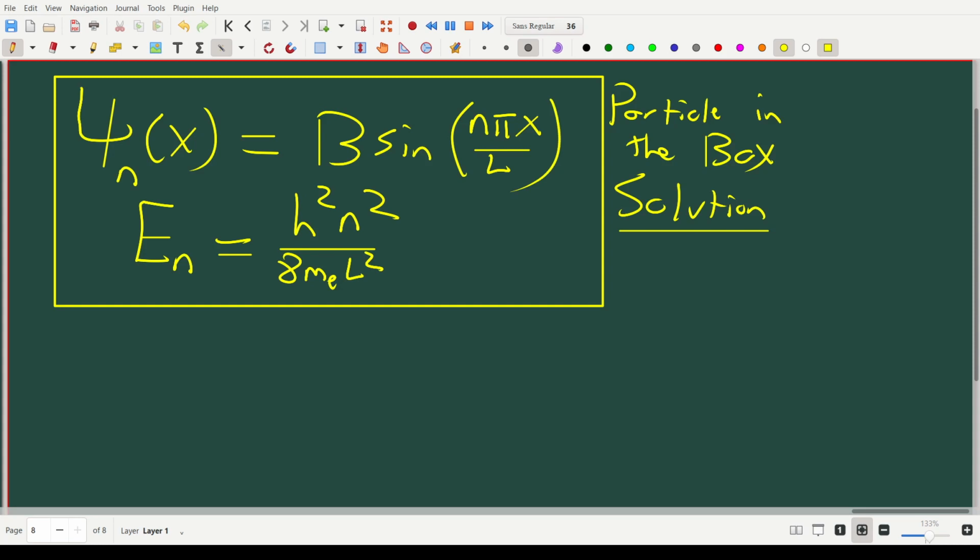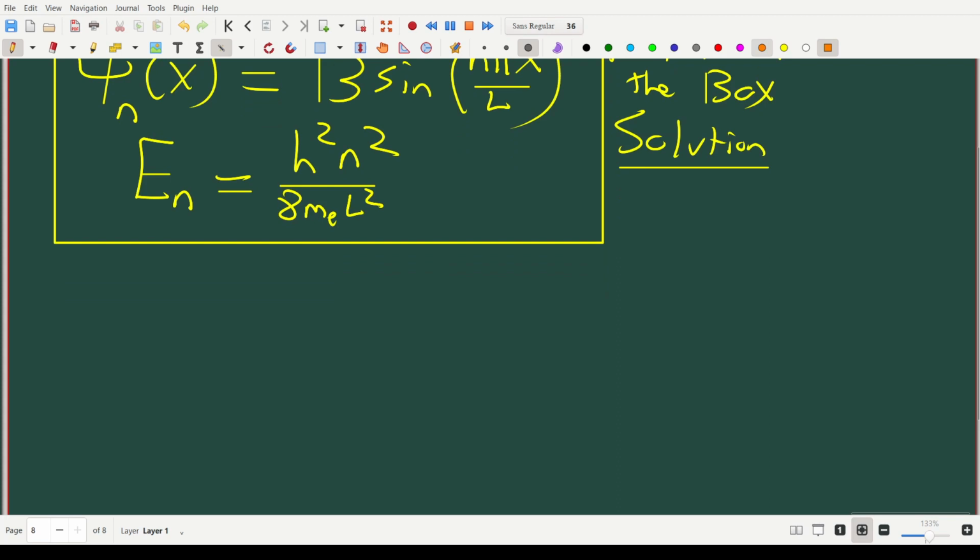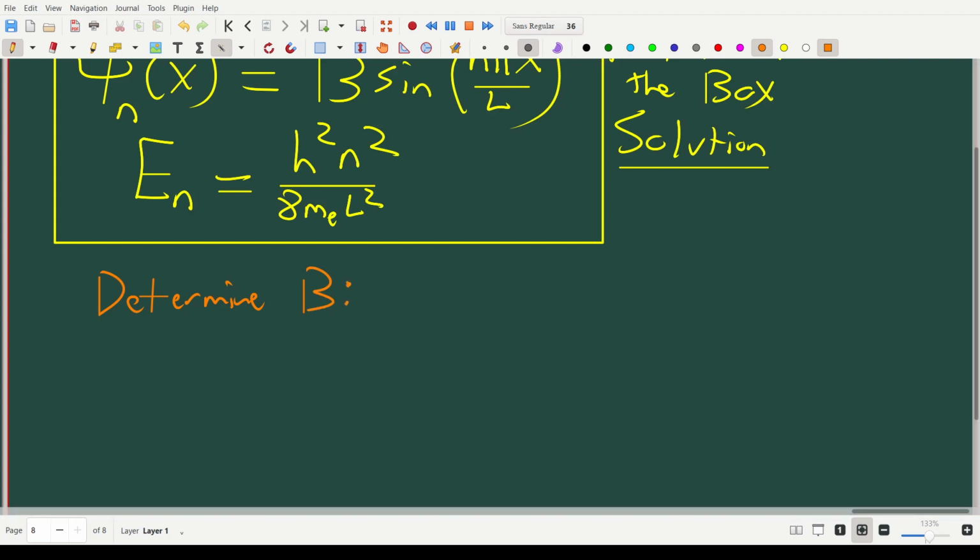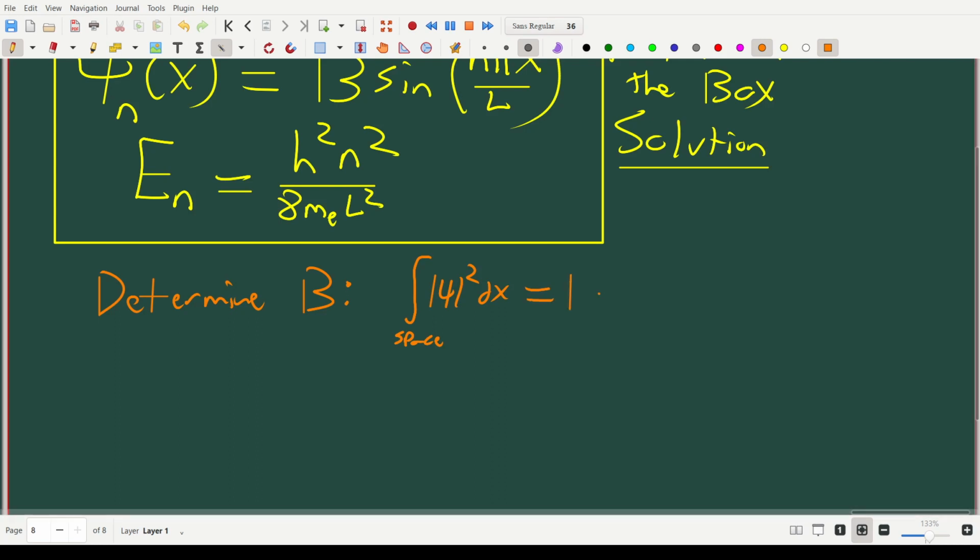And the only thing we have to determine is this B number. All right, so how are we going to figure out B? We have one more property to use, and I'm just going to finish this up in the last couple minutes. So let's determine B. We're going to use the normalization condition that the integral over all space of our system, psi squared dx, is equal to 1. This gives us a constraint. All right, so let's do that.